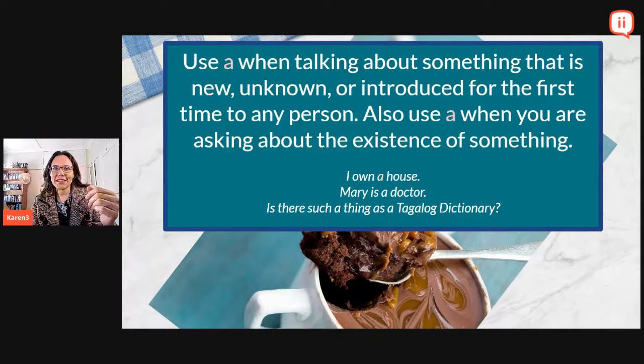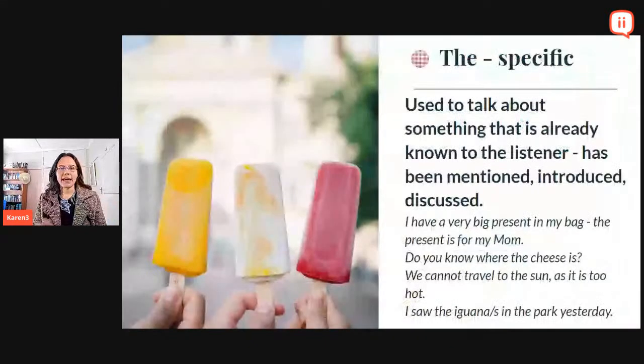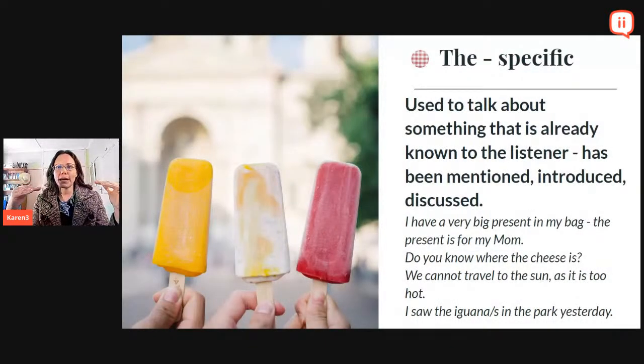Mary is a doctor. That is a profession. So that is what we do say when we're introducing somebody's profession. Okay. That's a very important thing. When we're introducing somebody's profession, we always use "a". I'm a teacher. She's a cleaner. He's a gardener. Okay. Then the existence of something. Is there such a thing as a Tagalog dictionary? Okay, all right.